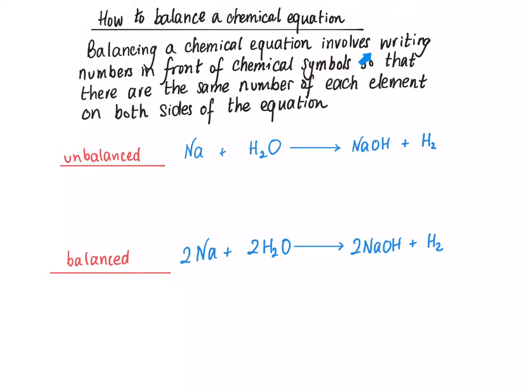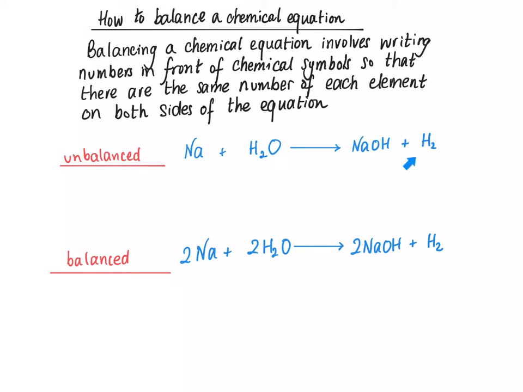Balancing a chemical equation involves writing numbers in front of chemical symbols or elements so that there are the same number of each element on both sides of the equation. The example that we're going to be looking at is sodium plus water goes to sodium hydroxide plus hydrogen.